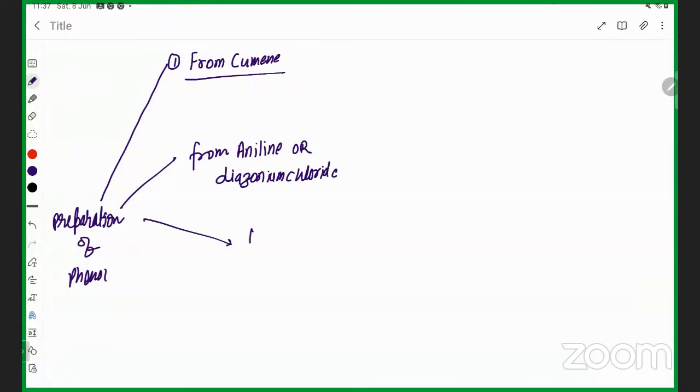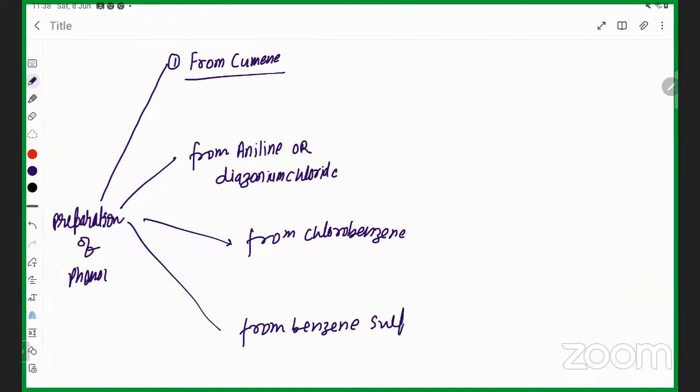Third one, from chlorobenzene. Next one, from benzene sulfonic acid. So they are the four methods from where you can prepare the phenol.